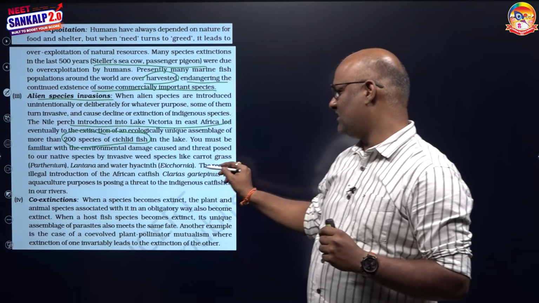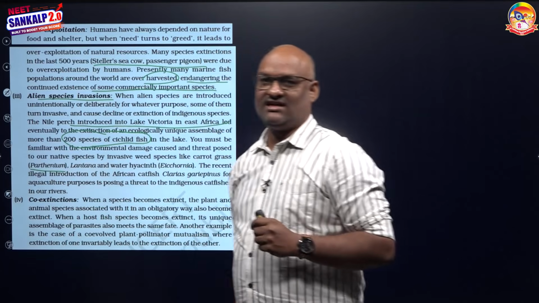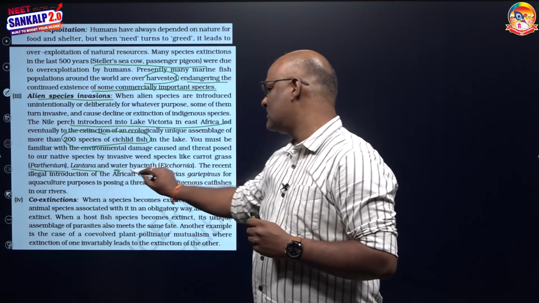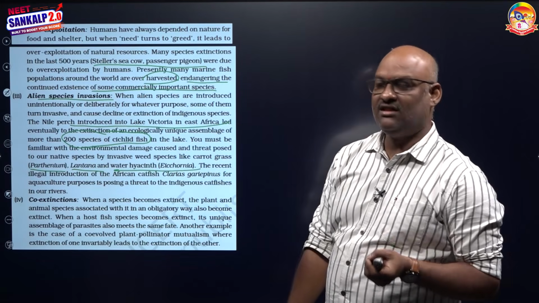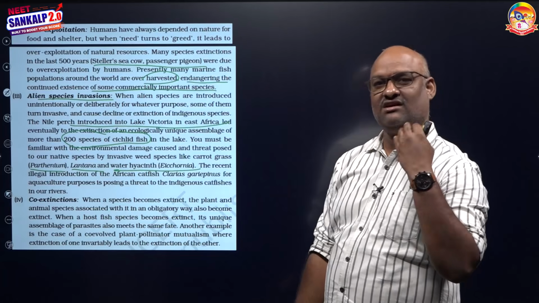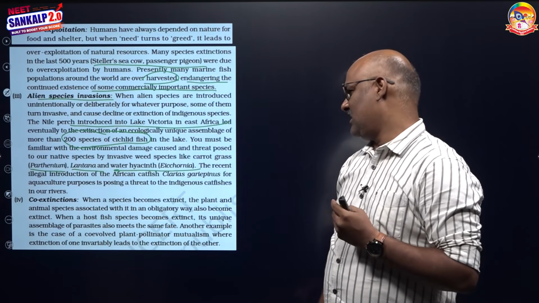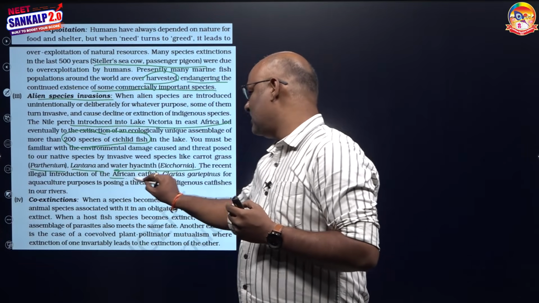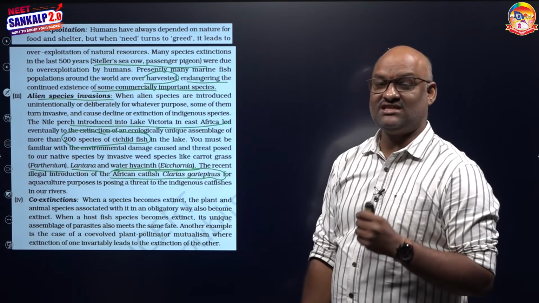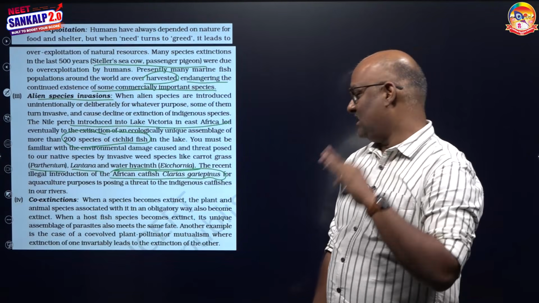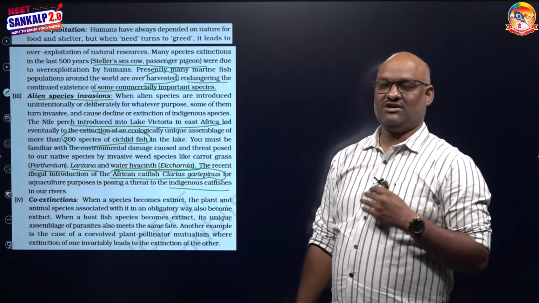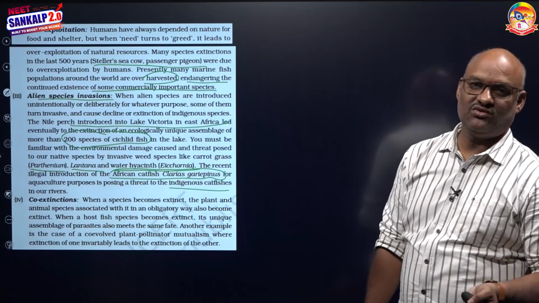You must be familiar with Parthenium, the carrot grass, which is the most problematic weed, as well as Lantana and water hyacinth, Eichhornia, the terror of Bengal. These are the most problematic alien weed species, which have led to the extinction of many other species in our areas. In recent times, the African catfish Clarias gariepinus was introduced into our aquaculture, and the native indigenous catfishes became extinct in our rivers because these do not allow the native catfishes to survive.